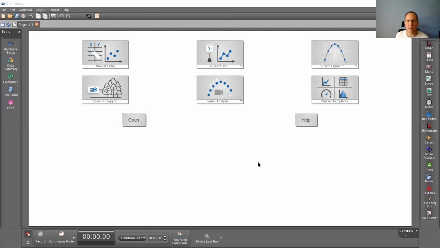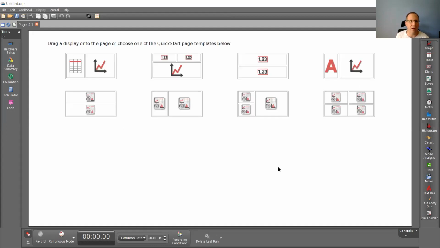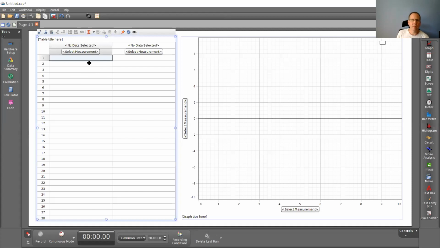Okay, so this is the startup screen for Pascal Capstone. I'm going to go to classic templates. Remember, there's another video showing you how to use the software. I'm just going to show you that one graph that's a little tricky. We always want to use this upper left icon, where it has a table and a graph, so I'll click that one.